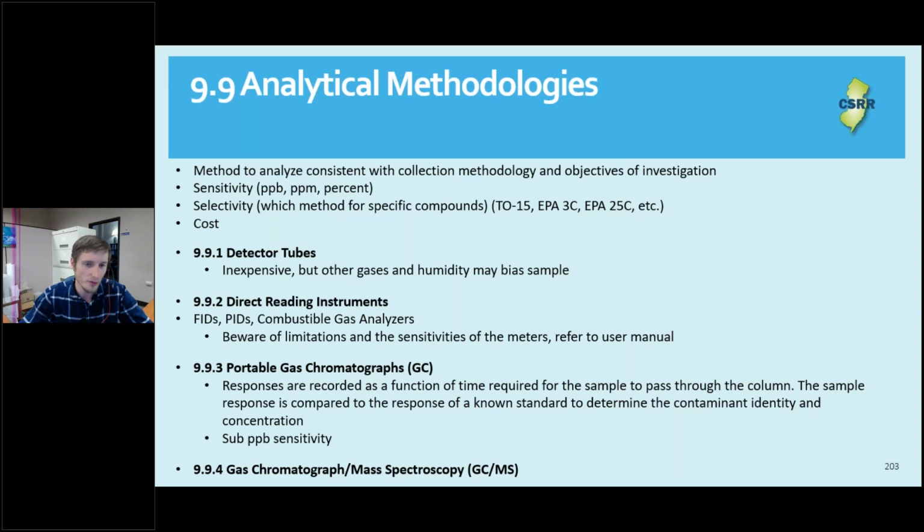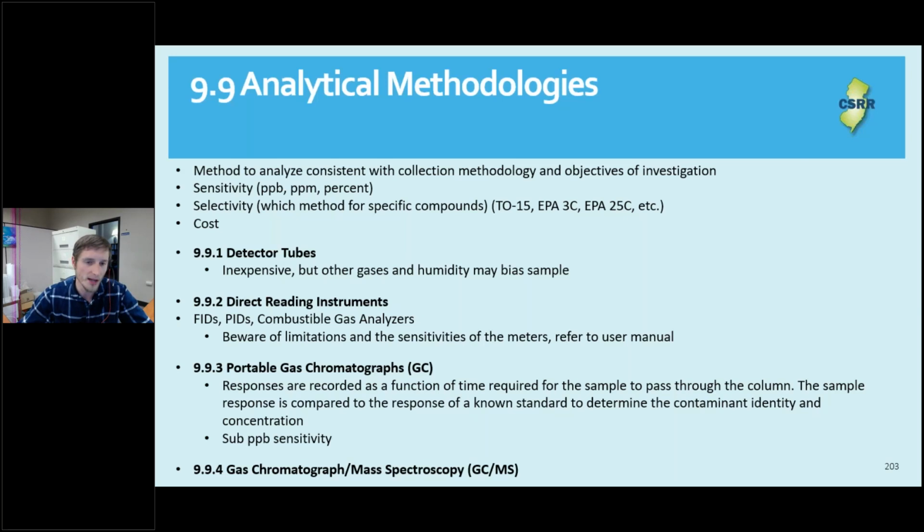Then we have detector tubes, which is when you use a tube to draw a volume of gas through the tube. That creates a length of stain along the tube, and how long that stain is corresponds to the relative concentration of that specific compound. They're relatively inexpensive, but other gases and humidity may bias the sample.